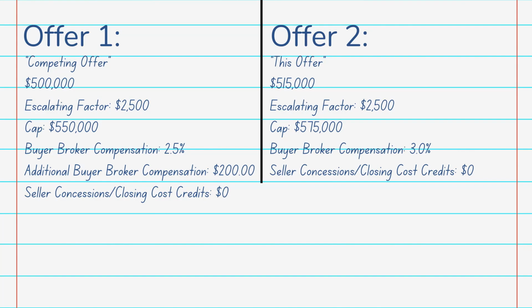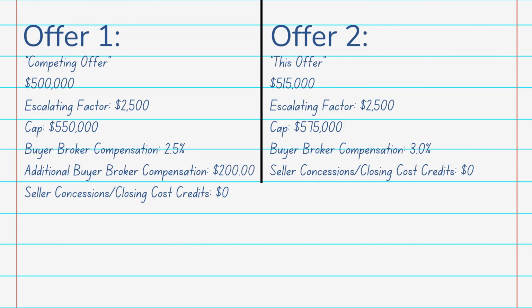The buyer's cap on the competing offer is $550,000. Buyer broker compensation 2.5%. The competing offer also has an additional $200 in buyer broker compensation, offered as a dollar amount and not a percentage. No seller concessions. Offer 2 will be referred to as this offer.